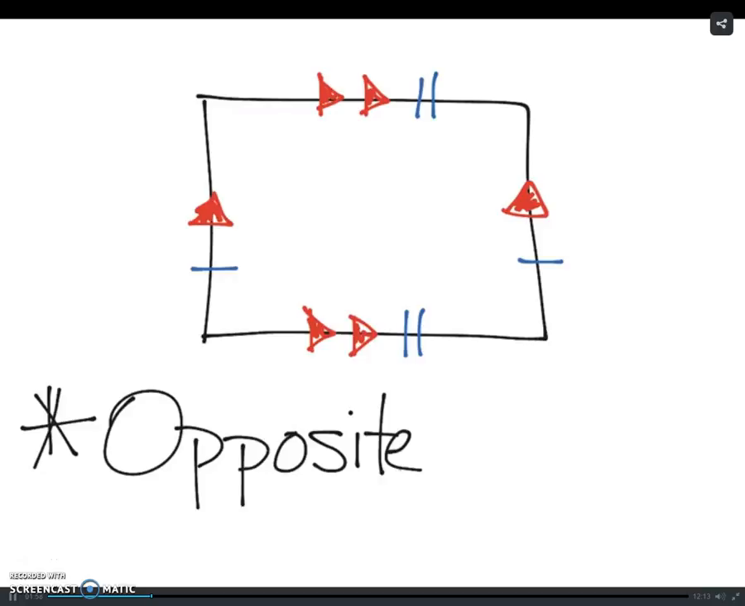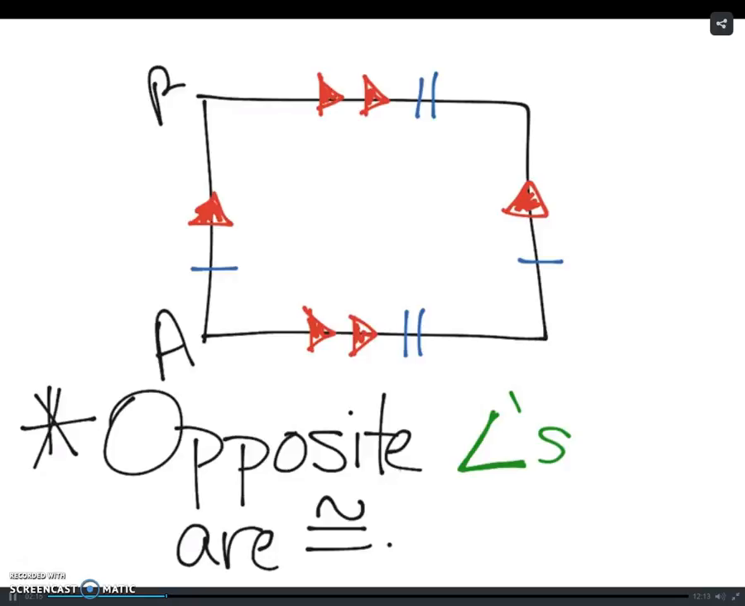Our next fact is dealing with angles. And so this one's going to say our opposite angles are congruent. Now remember that opposite angles are not going to be next to each other. So for example, if I name this parallelogram A, B, C, D, then A and C are opposite angles across from each other, and B and D are opposite angles. They're across from each other. So those opposite angles have to be congruent.